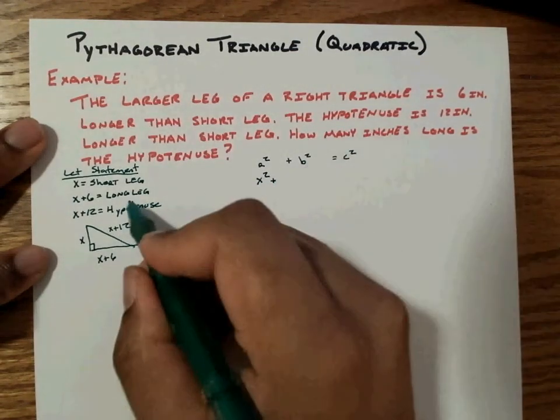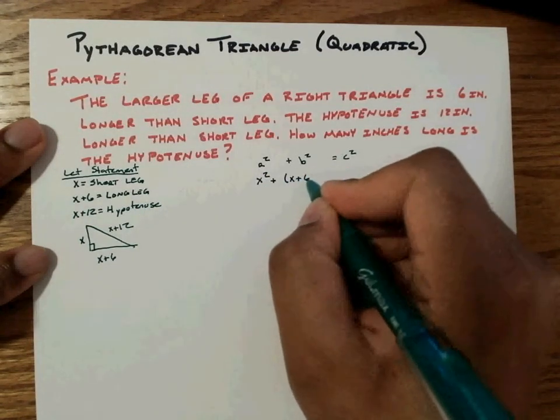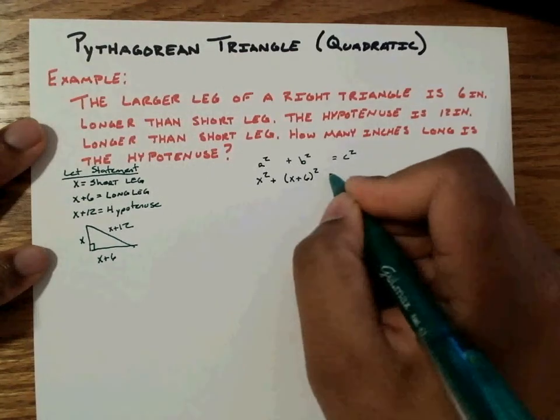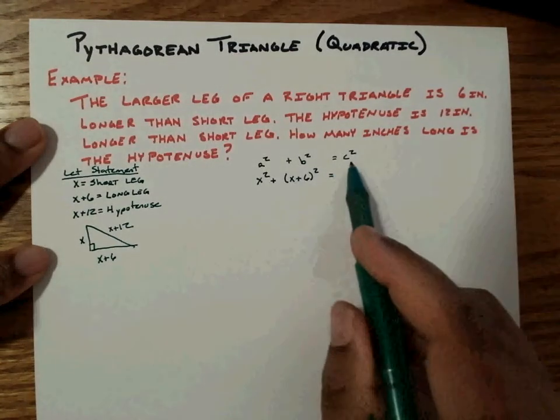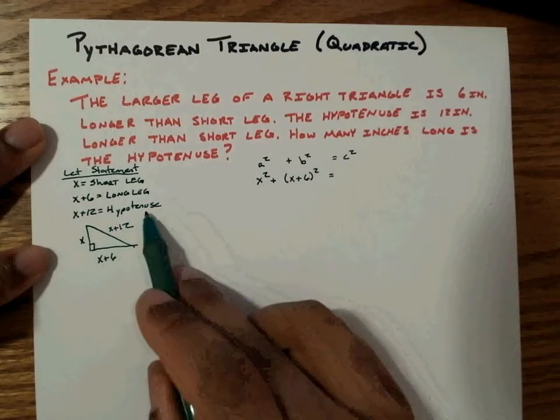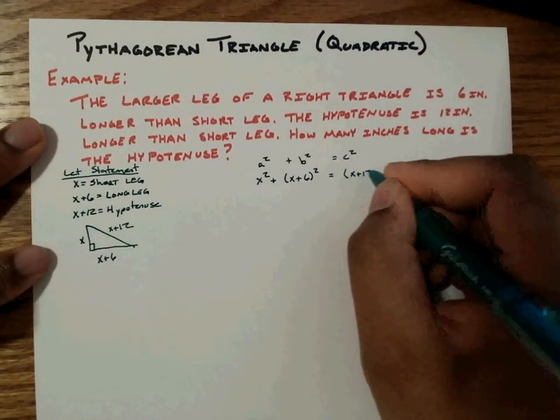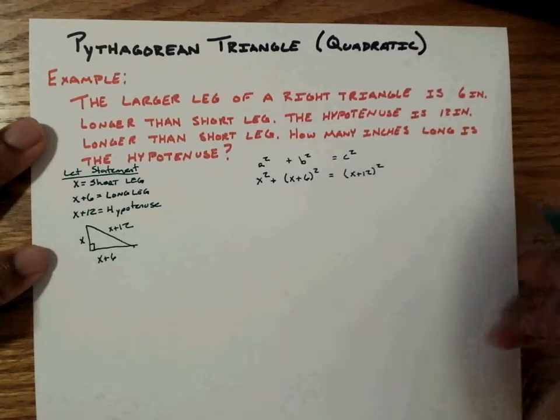And then we have B squared, which is our long leg. So we have X plus 6 squared is going to be equal to our C squared, which is our hypotenuse. C always has to be your hypotenuse. So we have X plus 12 squared.